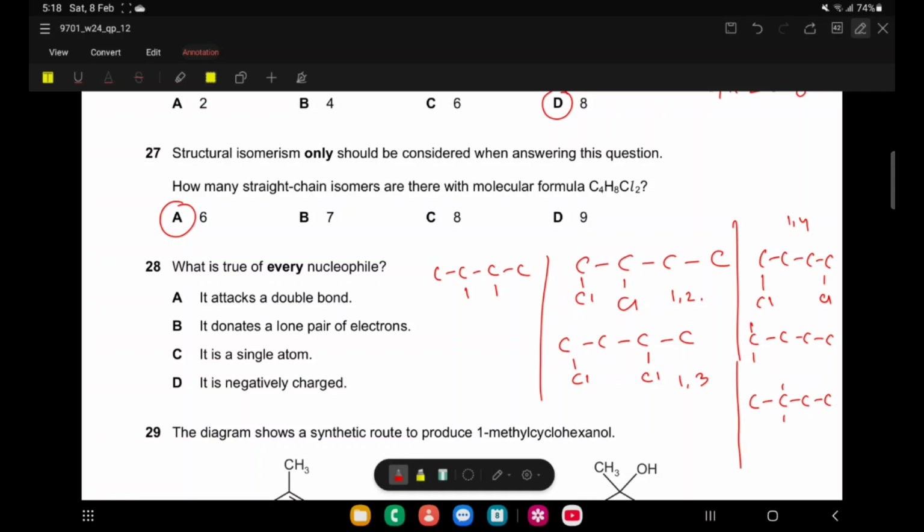Question number 28. What is true of every nucleophile? It attacks a double bond. No, definitely not. It donates a lone pair of electrons. Yes, it donates a lone pair of electrons. It is a single atom. Not necessarily. It is negatively charged. Again, not necessarily. So the correct answer is B.